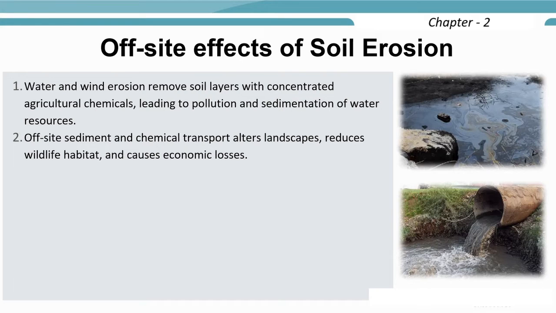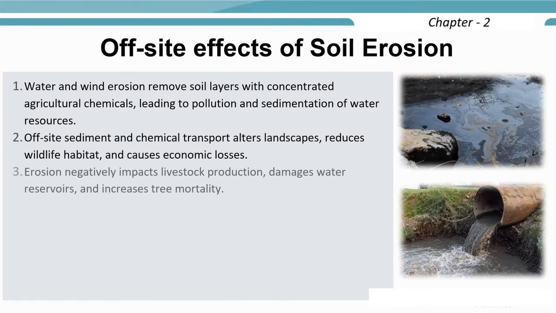Off-site sediment and chemical transport alters the landscapes. It reduces the wildlife habitat and causes economic losses. Imagine the consequences here. Wildlife habitat is drastically affected because of this sediment and chemical transport. Erosion will negatively impact the production of livestock. It will damage the water reservoirs and increases tree mortality.